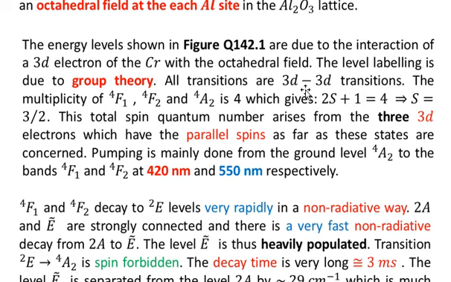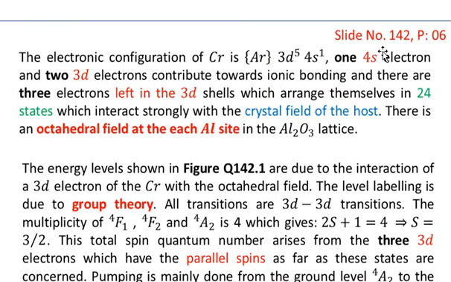All transitions are 3d transitions, because, as you know from this electronic configuration, one electron from the 4s orbital and two electrons from the 3d orbitals will contribute towards the ionic bonding in the host material, and then we are left with the three electrons of the 3d.